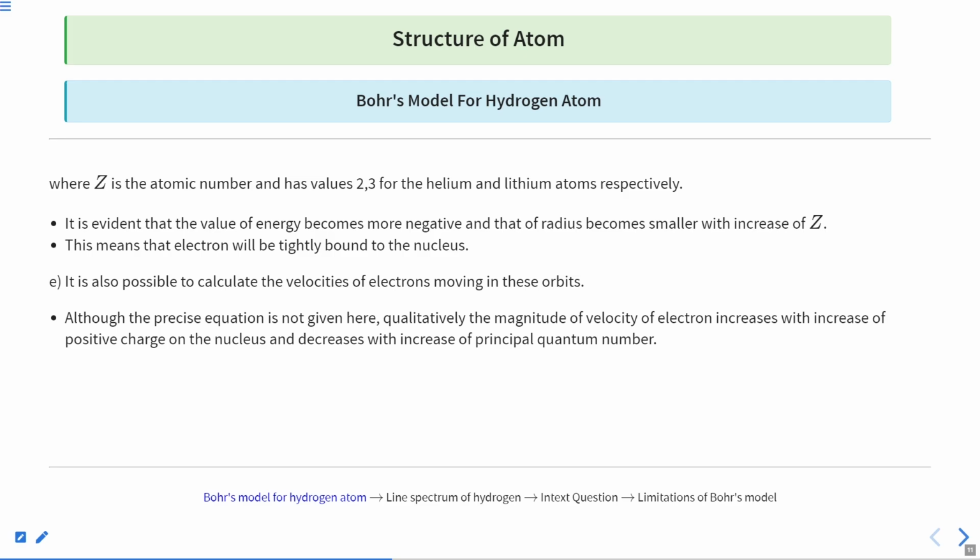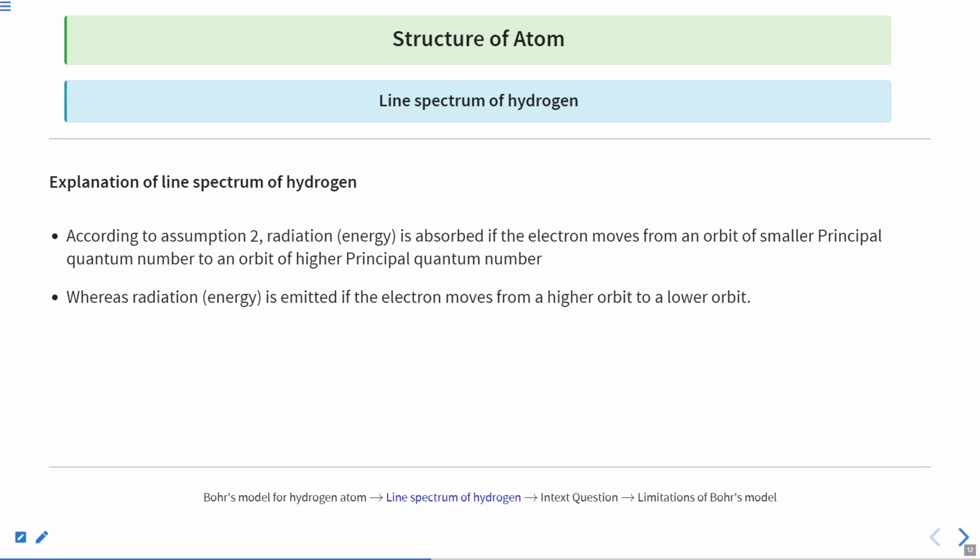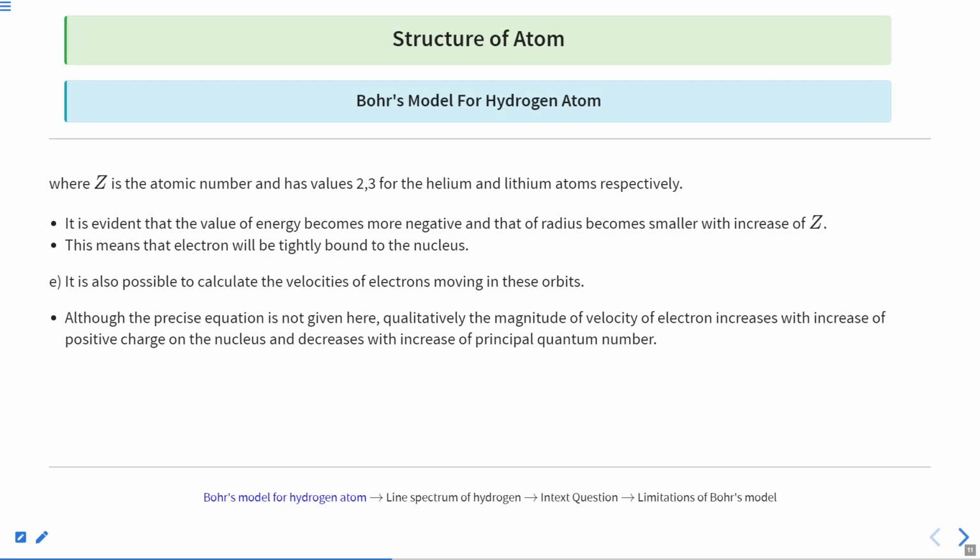Now as we have calculated the energy and the radii, we can similarly calculate the velocity also. So let us look at the formula for velocity. Although the precise equation is not given here, I am not giving the equation here because it is not usually asked.